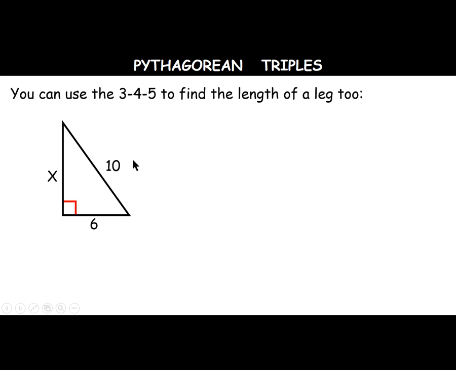Now, we aren't always looking for the hypotenuse. We could be looking for a leg. Here, we're looking for the left side, the x over here, but the same rule still works. But the trick is you have to be able to spot it. You have to look at this and be like, oh, wait a minute, that's a 3, 4, 5 triangle. And that's the tricky part here.